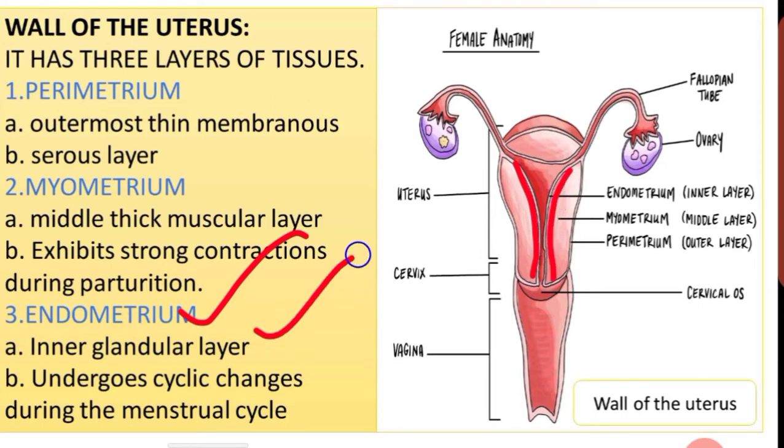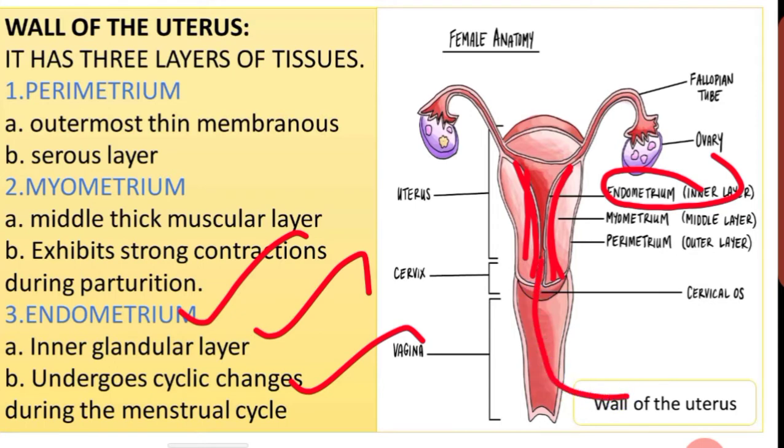It's an inner glandular layer. We call it the glandular layer. The inner glandular layer is called the endometrium. It undergoes cyclic changes during the menstrual cycle. In each menstrual cycle, the wall of the endometrium ruptures. It comes out as bleeding along with the unfertilized egg. Along with the unfertilized egg, this endometrium wall sheds and bleeding is released during the menstrual cycle.